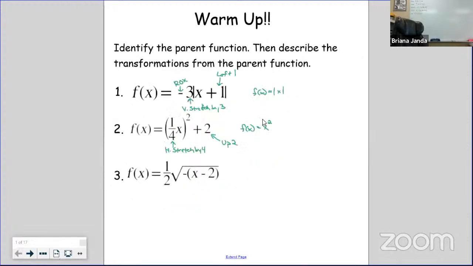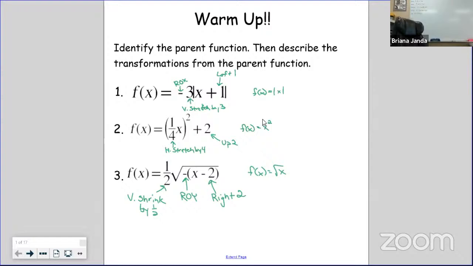And our last one's parent function, again, get rid of all the distraction, all the extra numbers, would have been the square root of x. And your transformations that you're seeing here, we move back to the outside. So vertical shrink by a half. A negative on the inside is an ROY. And then the -2 on the inside, again, think opposite. So that would move us right 2. So hopefully our transformations kind of came back to us a little bit.